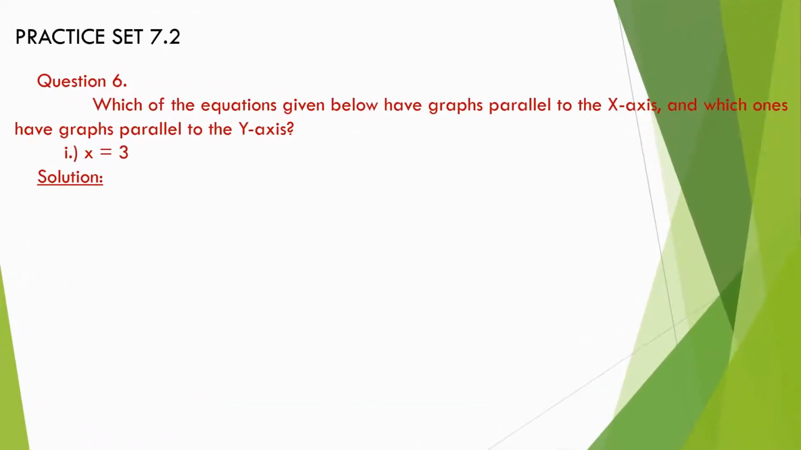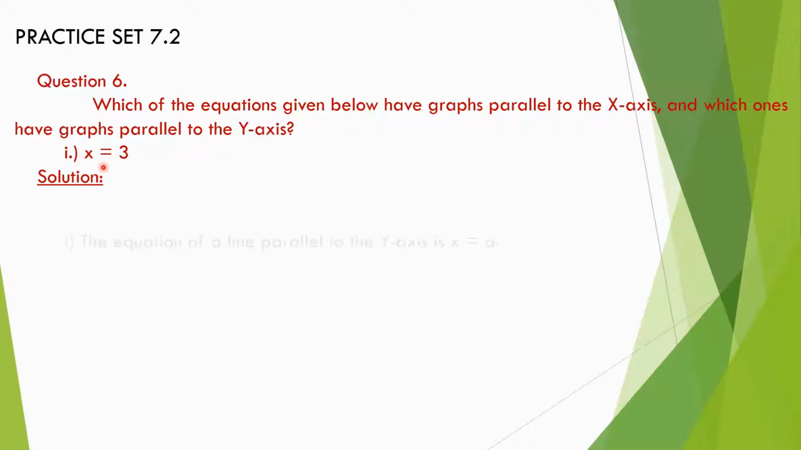Yes, question number 6. Which of the equations given below have the graph parallel to the x-axis and which ones have the graph parallel to the y-axis? You have already learned the equation of a line parallel to the x-axis is in the form y equal to b, and the equation of a line parallel to the y-axis is x equal to a. Here there are four sub-questions. First is x equal to 3.